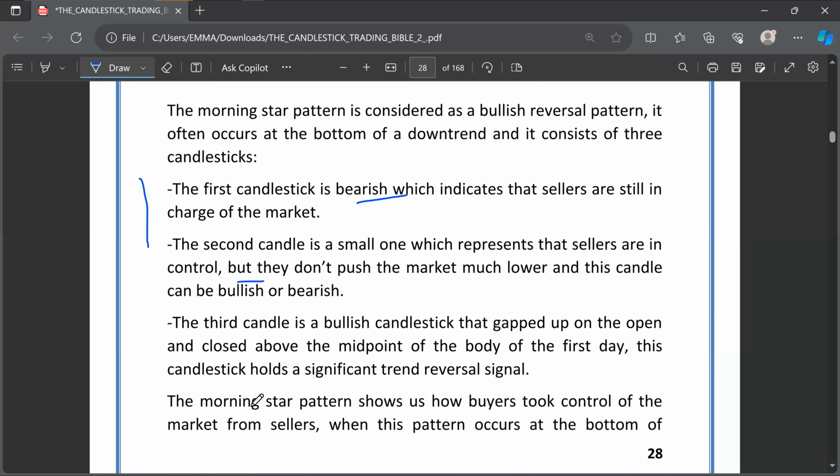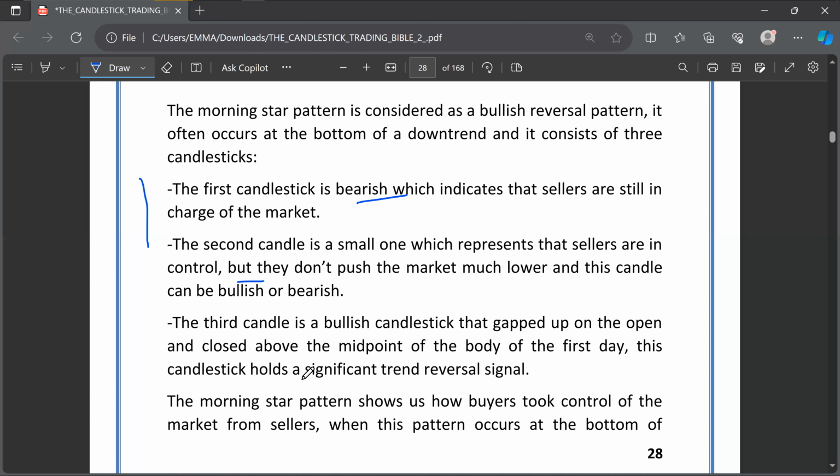Now, let's take it again. The third candle is a bullish candlestick that gapped up on the open and closed above the midpoint of the body of the first day. This candlestick holds a significant trend reversal signal. I'm going to explain that in a simple way. The morning star pattern shows us how buyers took control of the market from sellers.